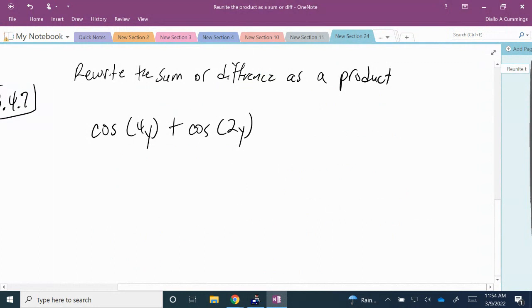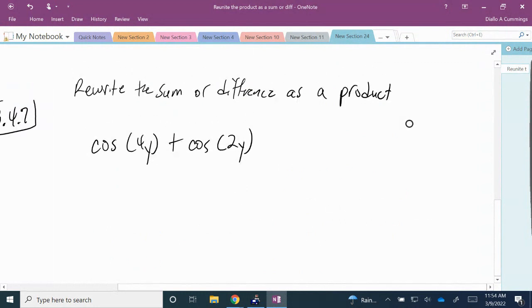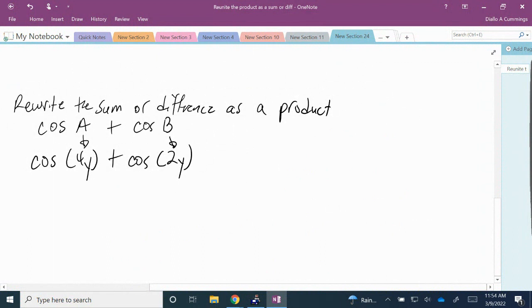So we have no need to manipulate in this particular formula. So we have the cosine of A plus the cosine of B, right? So we're going to substitute A for 4y. We're going to substitute B for 2y. That's equal to 2 times the cosine of A plus B over 2 times the cosine of A minus B over 2.